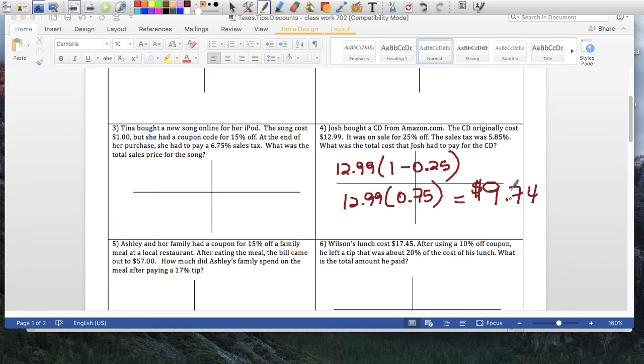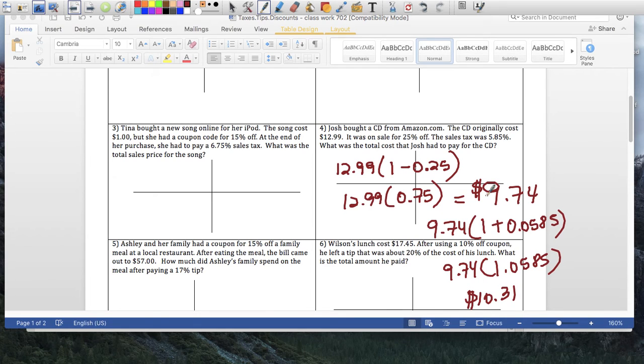So you got the discount, now you've got to go to the cashier and they're going to add taxes. So taxes are an addition, so we're going to take the $9.74 and you're going to pay the full price, which is $9.74, plus tax of 5.85%, which is 0.0585, which is 1.0585, and you're going to multiply that by 9.74. So 9.74 times 1.0585 is going to equal $10.31 total. Okay.